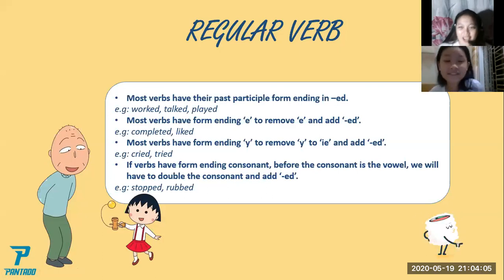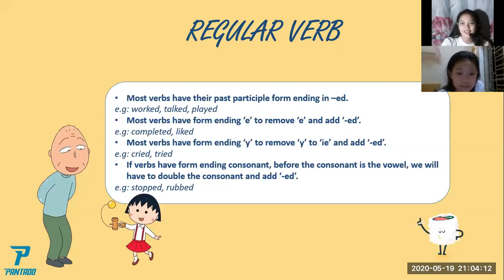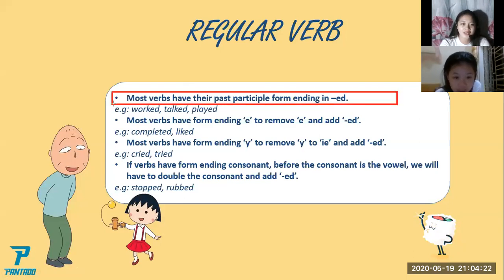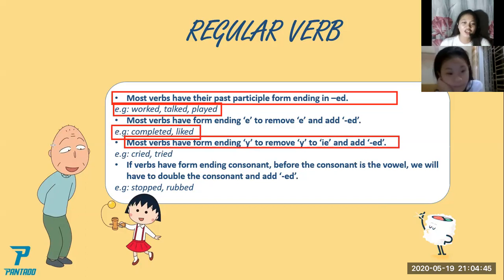Okay, can you tell me now about regular verbs? Can you read a bullet? Yes, most verbs have their past participle form ending in ed. Example: worked, talked, played. Verbs ending in e, just add d. Example: like, liked; complete, completed. Okay, continue.